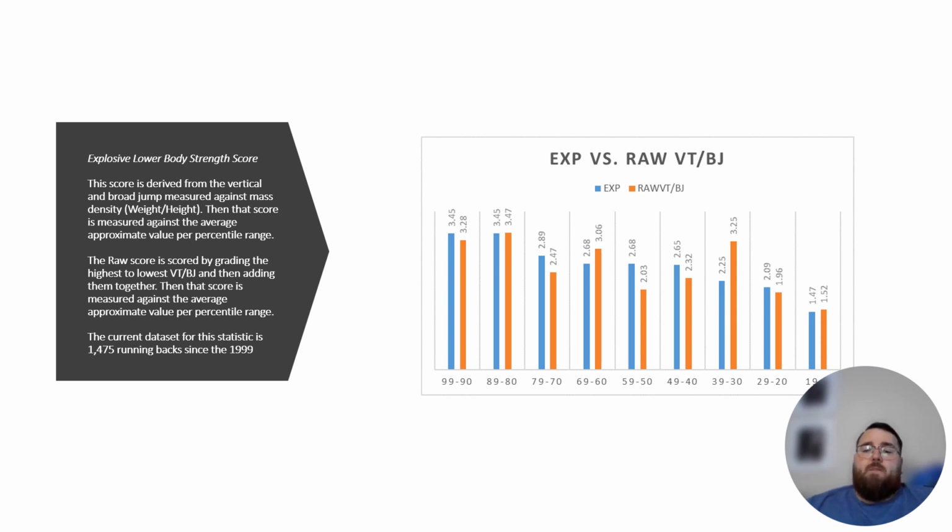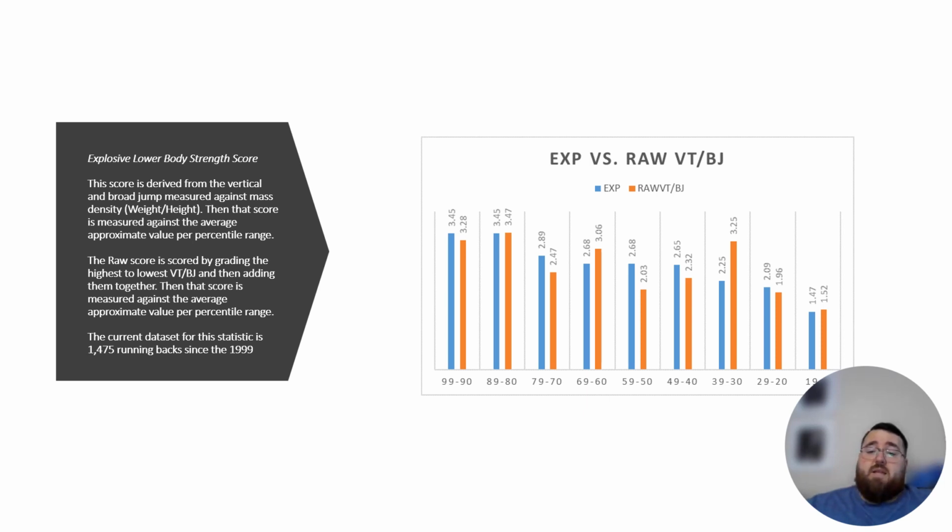So you could use the raw numbers, but when you do mass density, it makes a clearer line between good and bad. It just does. It makes a clear statement. It's more correlative. It has more of a slope to it versus the static that the raw numbers do. And this is with the explosive lower body strength score.